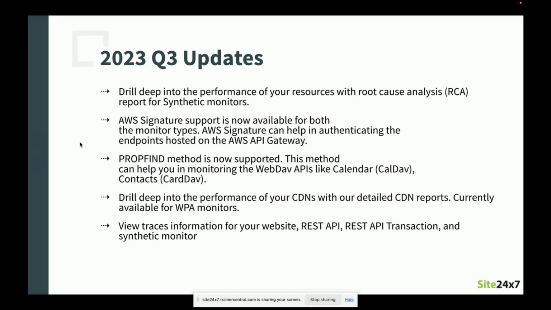And you can drill deep into the performance of your CDNs, which is now available for your web page speed browser, where you get to have the insights. And you can view traces information of your website, REST API transaction, and synthetic traces, which helps you know how the request is traveling through each transaction. So it helps you to understand if there are any slow method calls, any failures or latency.